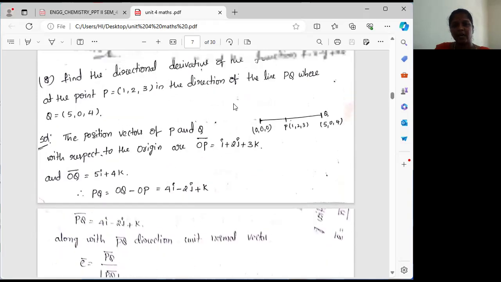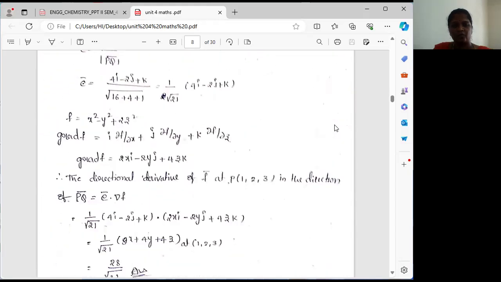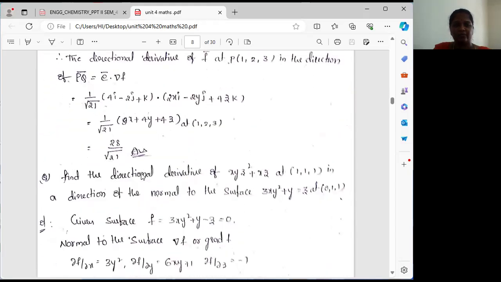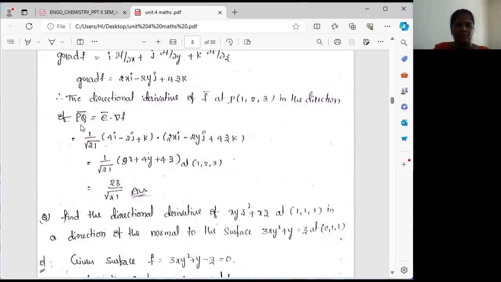Here the given scalar is f equal to x squared minus y squared plus 2z squared. We have to find grad f or del f. For the directional derivative, grad f equals 2x i minus 2y j plus 4z k. So along the line PQ, the directional derivative is e dot del f.